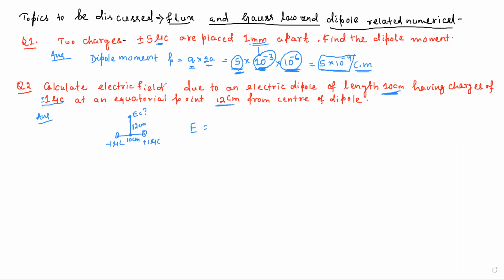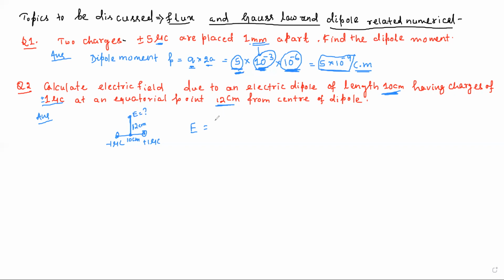Next, calculate the electric field due to an electric dipole of length 10 centimeter. Dipole length means the length from -1 microcoulomb to +1 microcoulomb is 10 centimeter, having charges of plus or minus 1 microcoulomb, at an equatorial point 12 centimeter from the center of the dipole. So equatorial point means this perpendicular line, 12 centimeter from the center, to find the electric field using the formula.